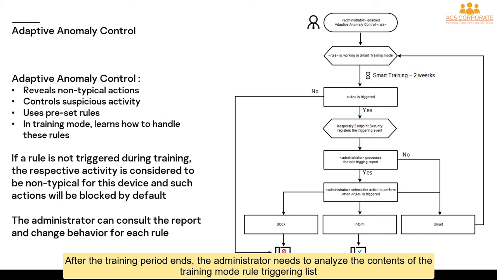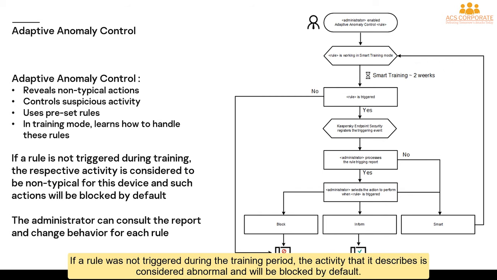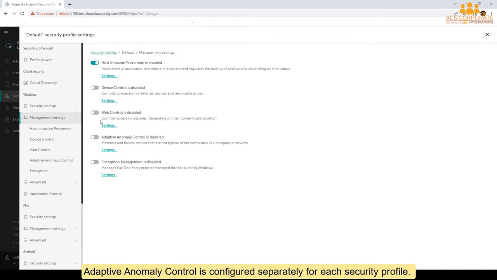After the training period ends, the administrator needs to analyze the contents of the training mode rule triggering list and choose the behavior for anomaly control when each rule is triggered, block or allow. If a rule was not triggered during the training period, the activity that it describes is considered abnormal and will be blocked by default. Adaptive anomaly control is configured separately for each security profile.